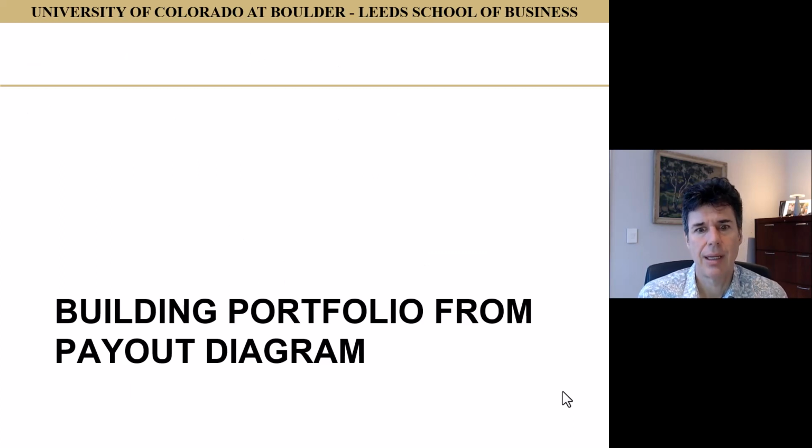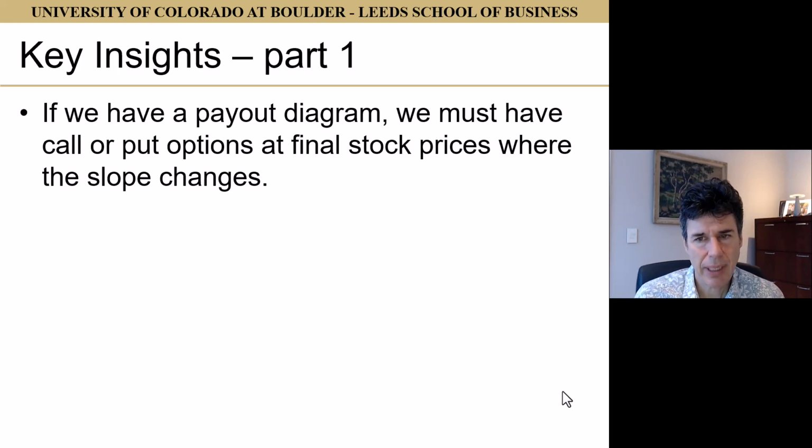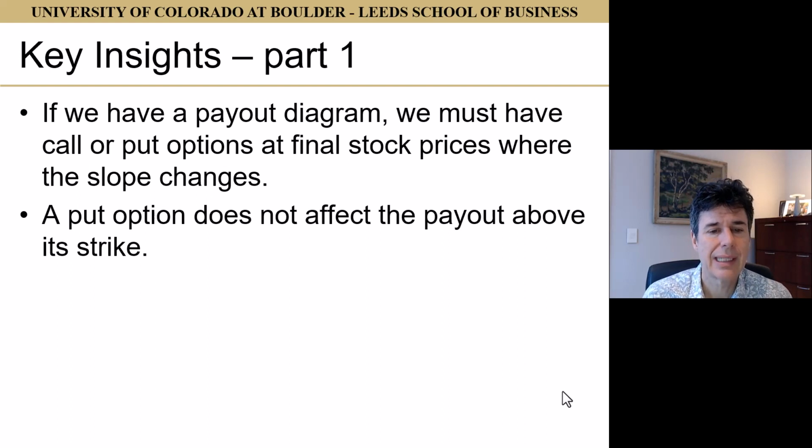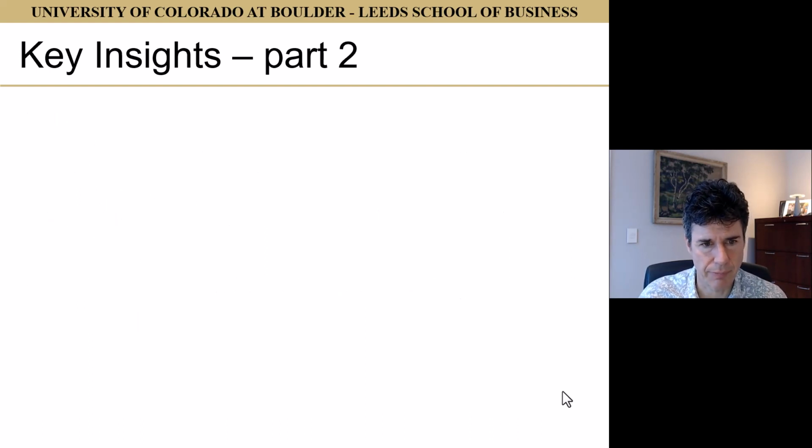Okay, now we can go the other way. We want to build a portfolio from a payout diagram. Again, if we have a payout diagram, we must have either call options or put options at final stock prices where the slope changes, right? That's the only way you can change the slope. Second, a put option does not affect the payout above its strike, and a call option does not affect the payout below its strike. So we can use this property when we're building our portfolio.